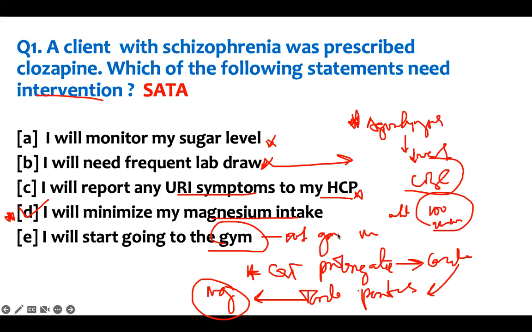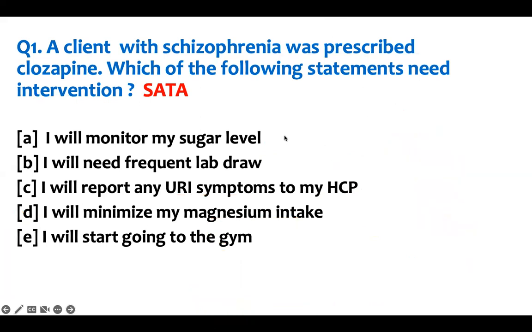Clozapine also causes weight gain. So some of the signs and symptoms, like I said, are hyperglycemia, agranulocytosis. Agranulocytosis, it causes QT prolongation, and it causes weight gain. Those are some of the signs and symptoms of this medication.